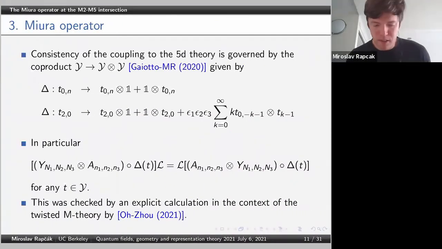Okay, and so what we did with Davide last year is that we identified this constraint, and let me just tell you how the constraint looks. So we found out, or proposed, that the consistency of the coupling to the five-dimensional theory is governed by the coproduct structure of this universal algebra Y. So the coproduct is quite well known, written in the basis that we used. It's given by the following equations. Basically, both T20 and T0n map to the sum of the two generators in the two copies of Y. But the generator T20 actually receives a correction by this infinite sum, this tail correction.